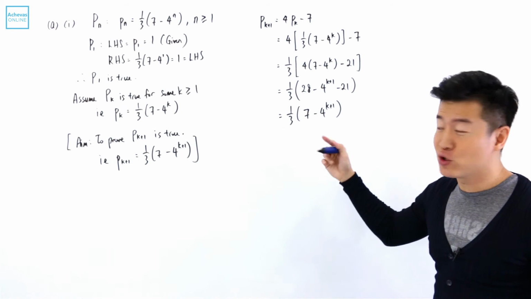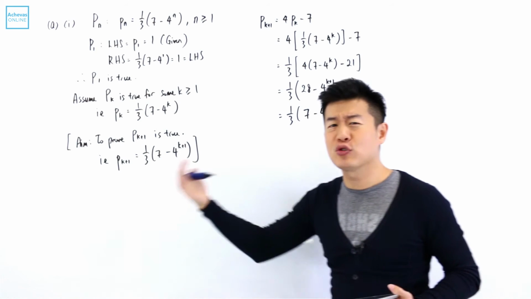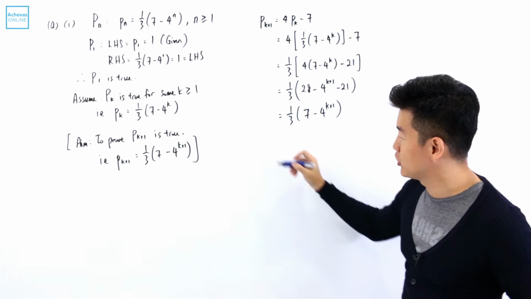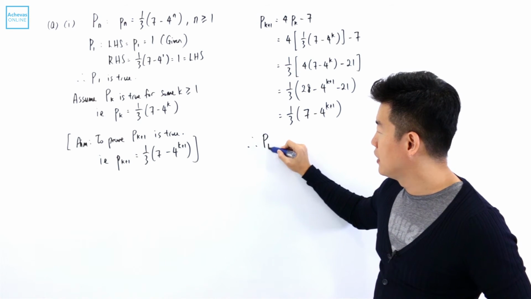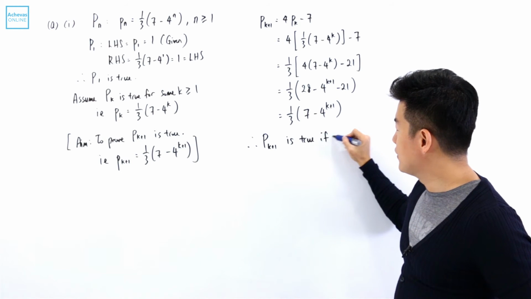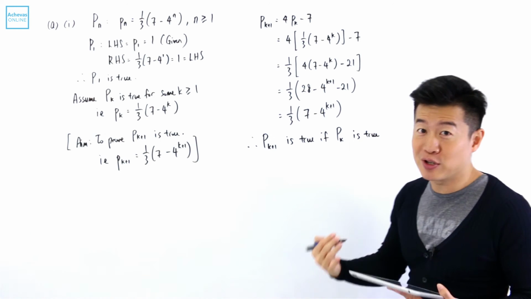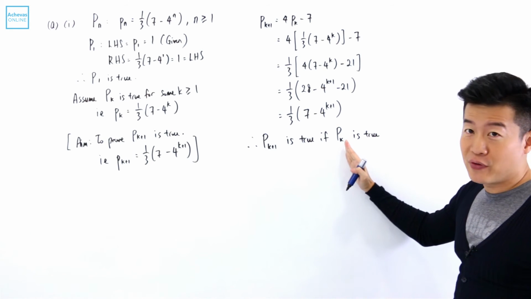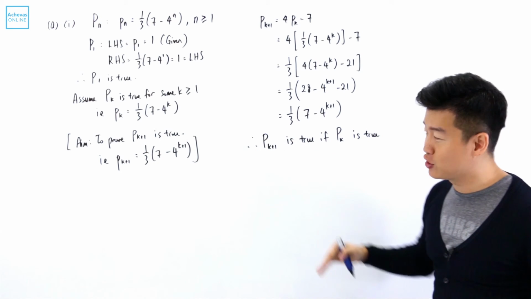What does this show me? This shows me that as long as the Pk proposition is true, it's going to cause the Pk plus 1 proposition to be true. That's why I'm going to say something like this. Therefore, the Pk plus 1 proposition is true if the Pk proposition is true. Okay, we have established that relationship that the previous proposition is going to cause the next proposition to be true.